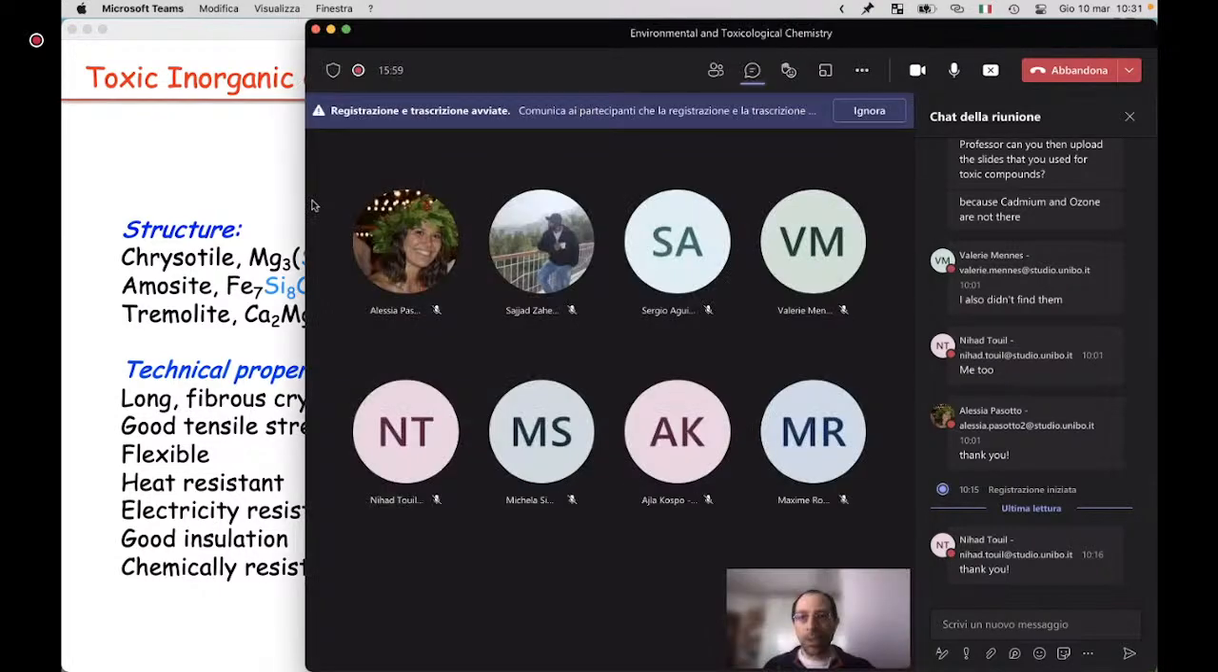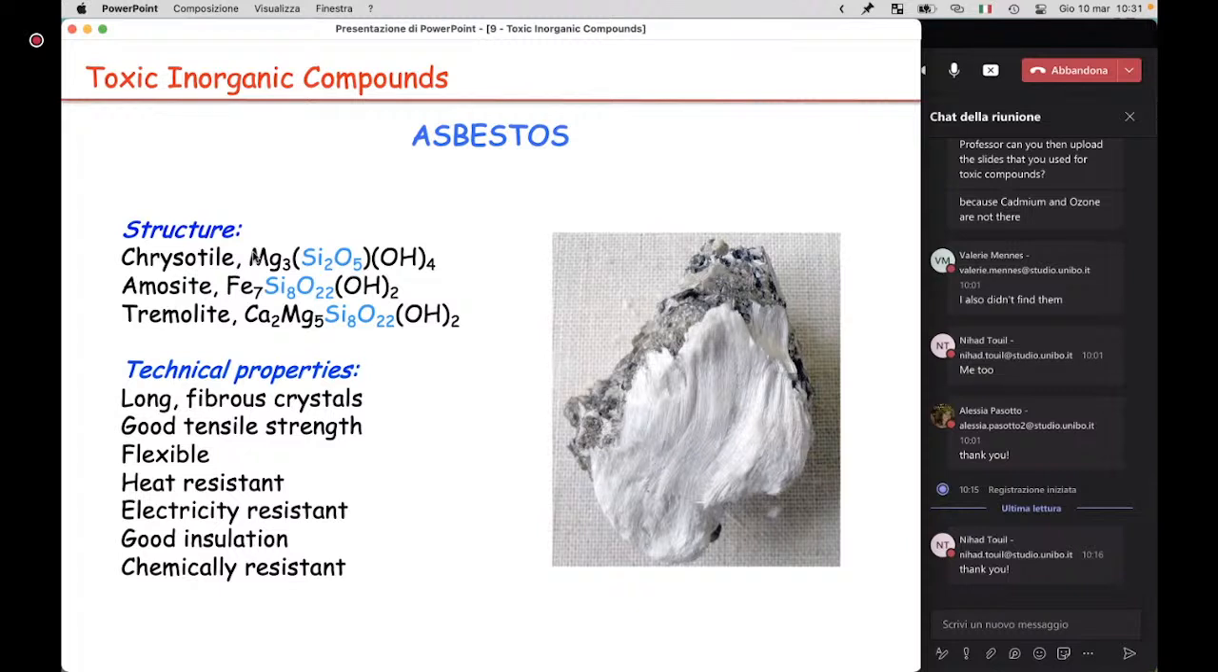Asbestos are technically silicon oxides. Here you can see the three most important forms of asbestos, and the common part is the presence of silicon oxides. Okay, they can be mixed or bound to different metals, and also with the hydroxide ion to form the different forms of asbestos. But all have in common the final macroscopic form. You can see here the white part, which is that of long fibrous crystals. In fact, it is so long and fibrous that you can use it to produce textiles, to produce fabrics.